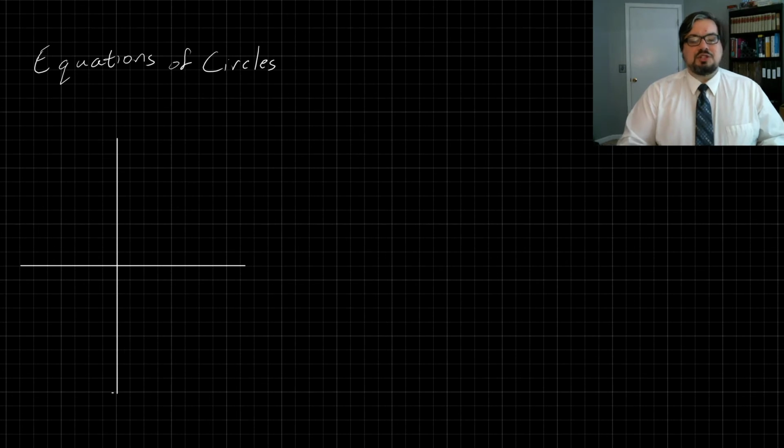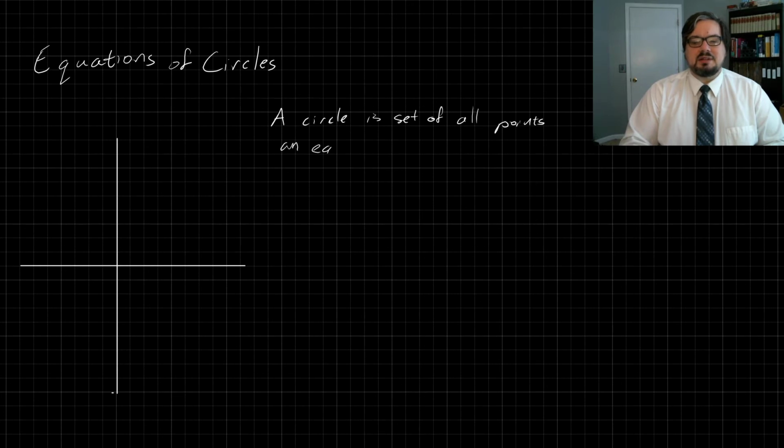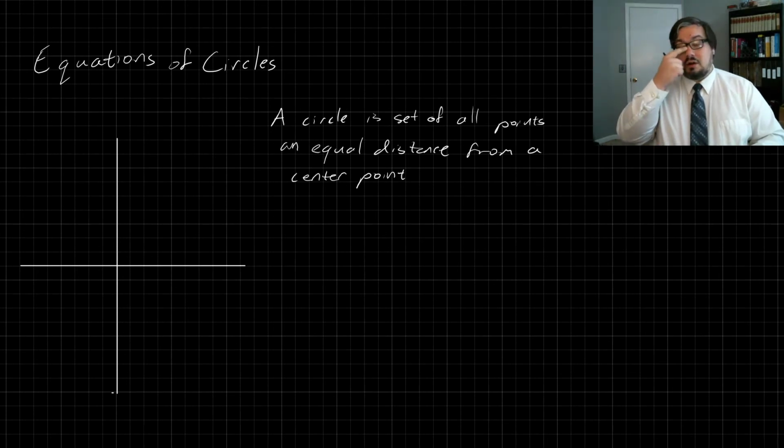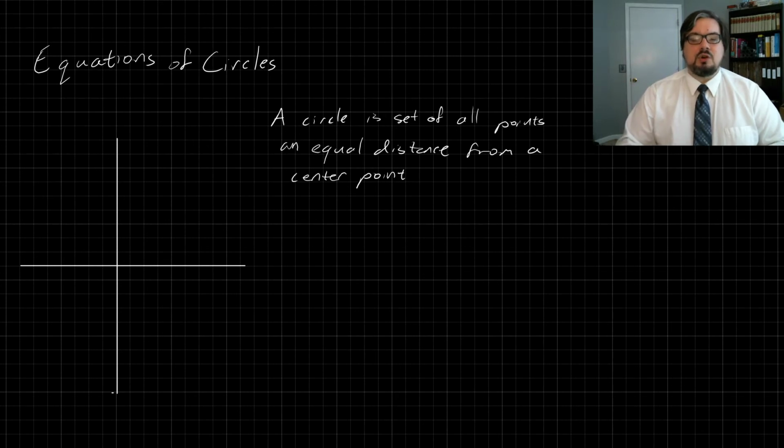And we recall from geometry that a circle is the set of all points an equal distance from a center point. So if we want to define a circle, we need to choose a center of that circle, and then we need to say how far away all the points on the circle are away from that center point. This distance from the center out to the circle is also called the radius. So we need to choose a center and a radius.